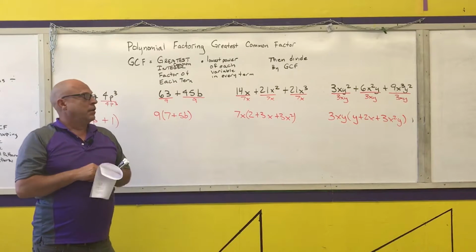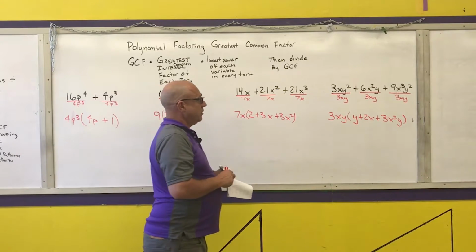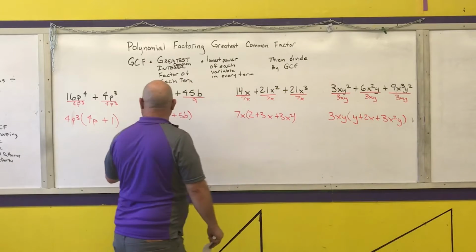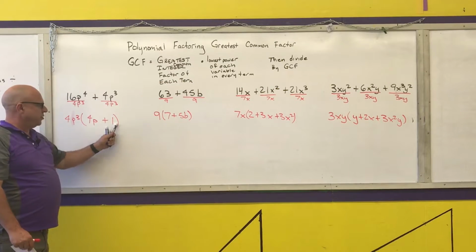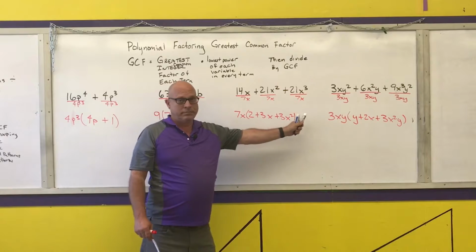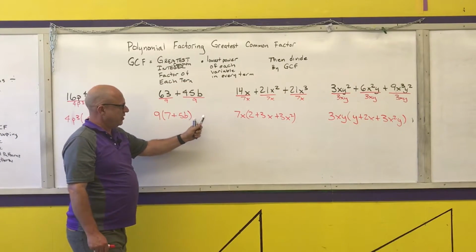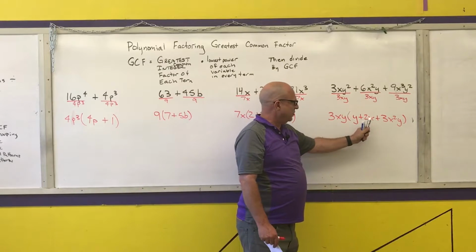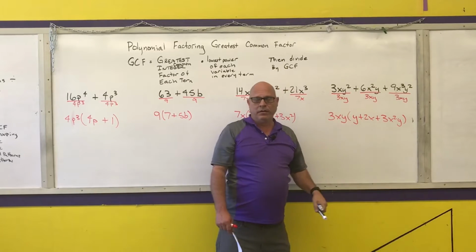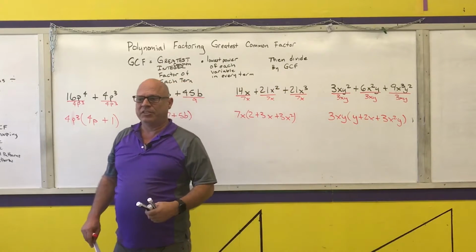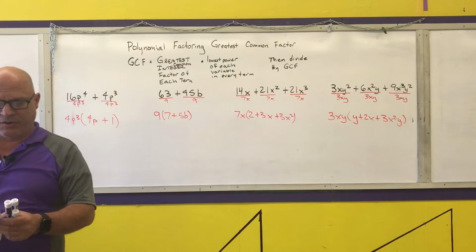Okay? When you get all done, you can tell you're all done if you have no variables that appear in every term. Notice I no longer have p's in every term or b's or x's. Y's are missing here and x's are missing there. And you don't have any common integer factors remaining in your numbers.